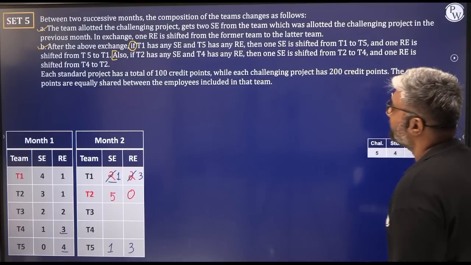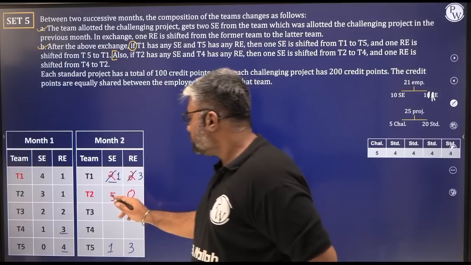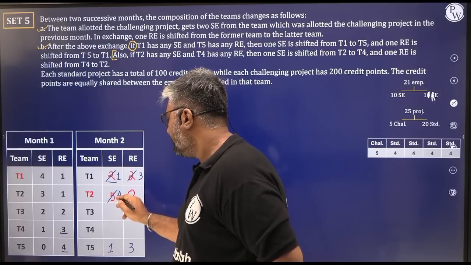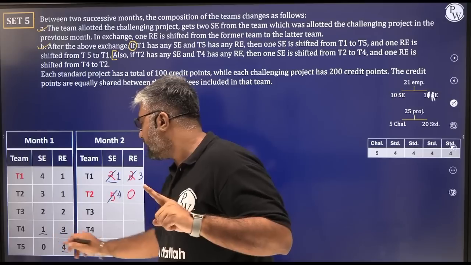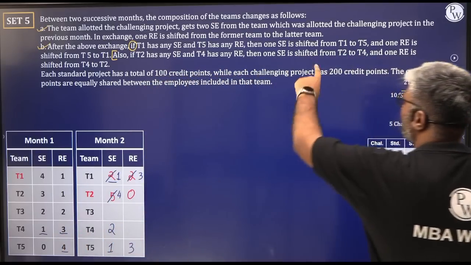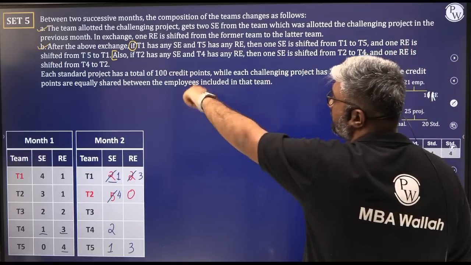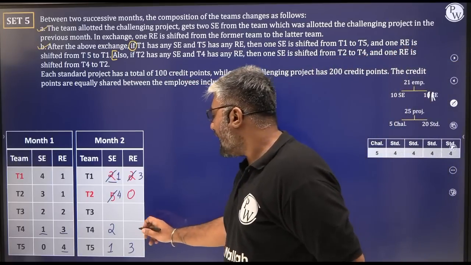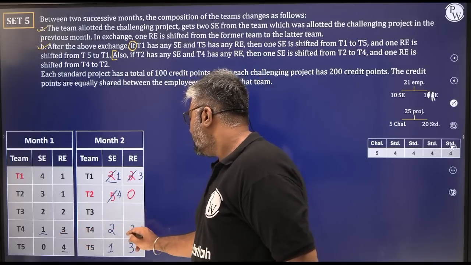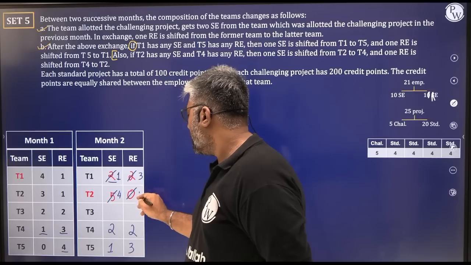Yes, then again what do you have to do? Then one SE is shifted from T2 to T4. T2 से T4 एक SE को हम शिफ्ट करेंगे, मतलब 5 में से एक गया, 4 बचेगा. T4 में ऑलरेडी 1 था, so 1 plus 1 will become 2. Okay, and then one SE is shifted from T2 to T4, and one RE is shifted from T4 to T2. T4 में 3 REs थे, we will have only 1 left, क्योंकि 1 हम इधर से इधर भेज रहे हैं. So this will become 1 again.